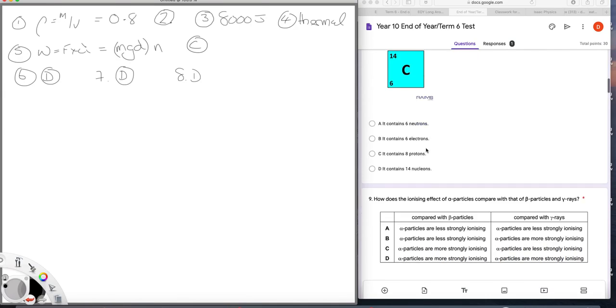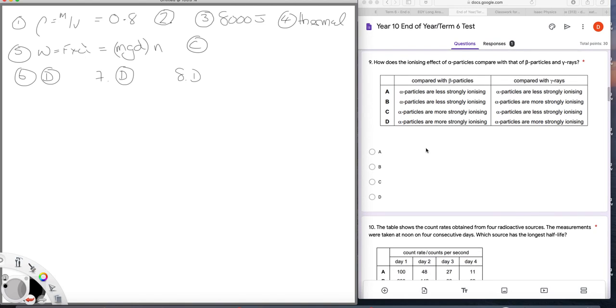Question 9. How does the ionizing effect of alpha compare with beta and gamma? Alpha is the most ionizing, you'll remember, so it's going to have to be more strongly ionizing than beta. And it is more strongly ionizing than gamma. So the answer is D. More than beta, more than gamma.